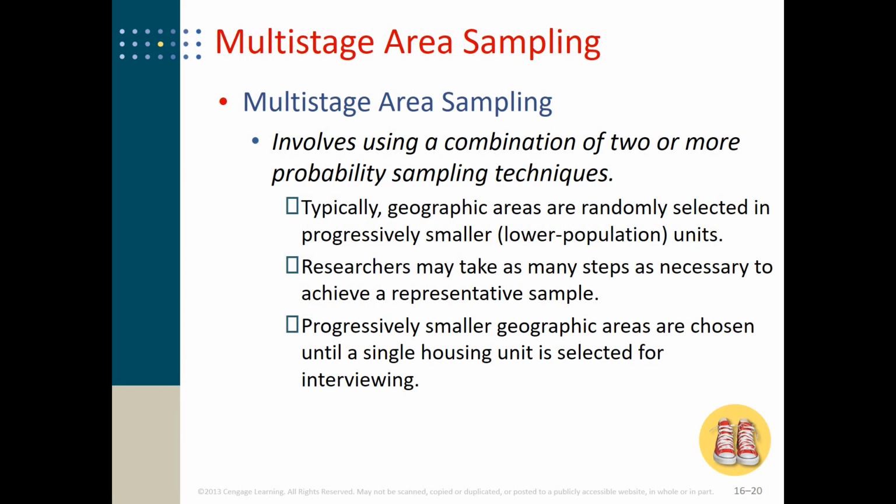This is the last sampling technique we will be discussing: multi-stage area sampling. In multi-stage area sampling, progressively smaller areas are selected in each stage by some combination of the first four techniques. The first four techniques we discussed are simple random, systematic, stratified, or cluster. So we progressively come to a smaller sampling unit by any of these techniques.